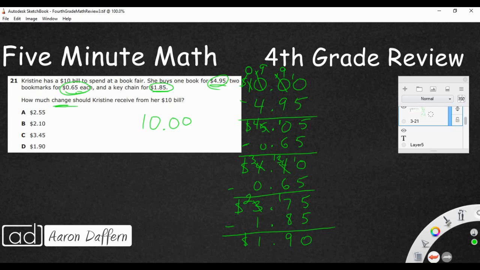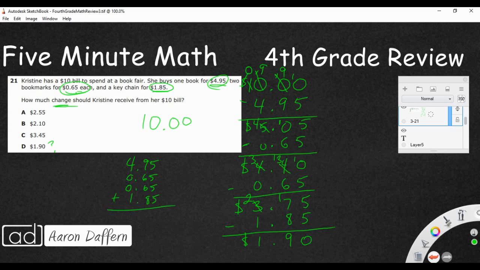I do see this as an answer choice here as D, but let me show you the other way to do it. If you don't want to subtract so many times, you can't subtract everything at once, but you can add everything at once. So let me take all the items I'm buying: $4.95, 65 cents twice, putting zeros there, and the $1.85. Let me just add all of that. How much am I actually spending?